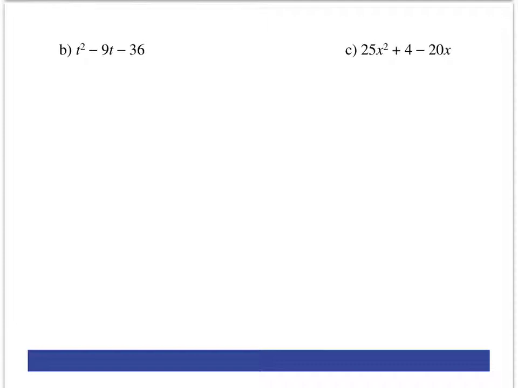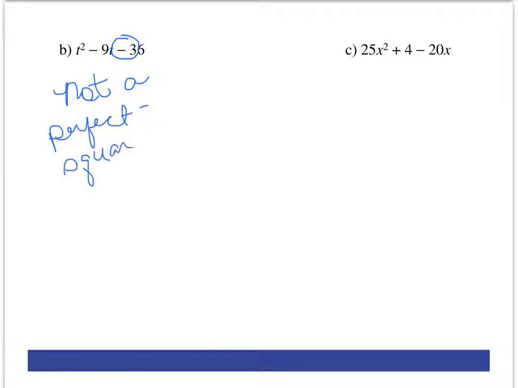So, is t squared a perfect square? Yes. Is negative 36 a perfect square? Here's why: this can never be negative, not if you're looking for perfect square trinomials. So this one is not a perfect square trinomial, so we can't factor it the way that we want to.